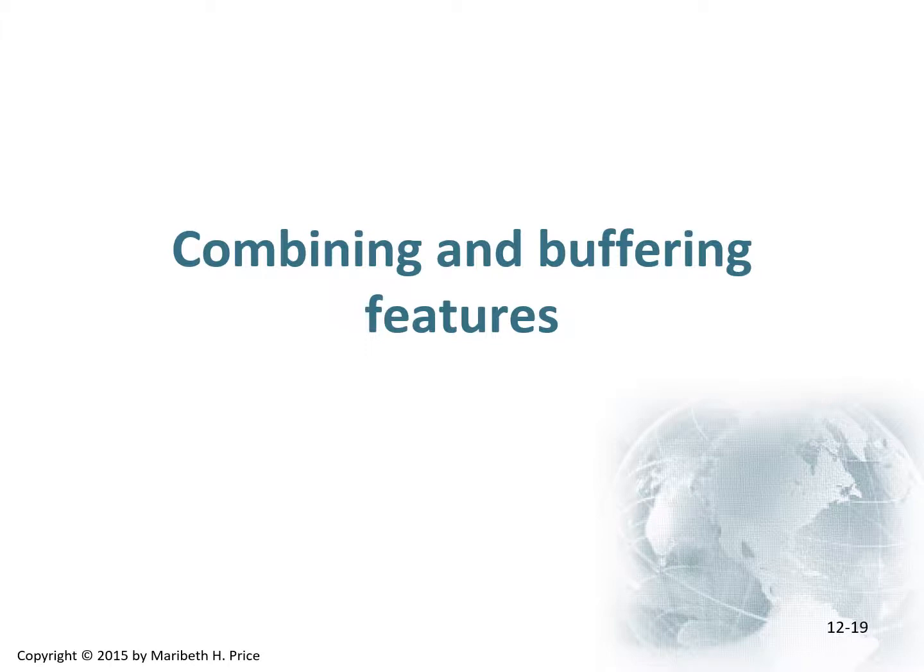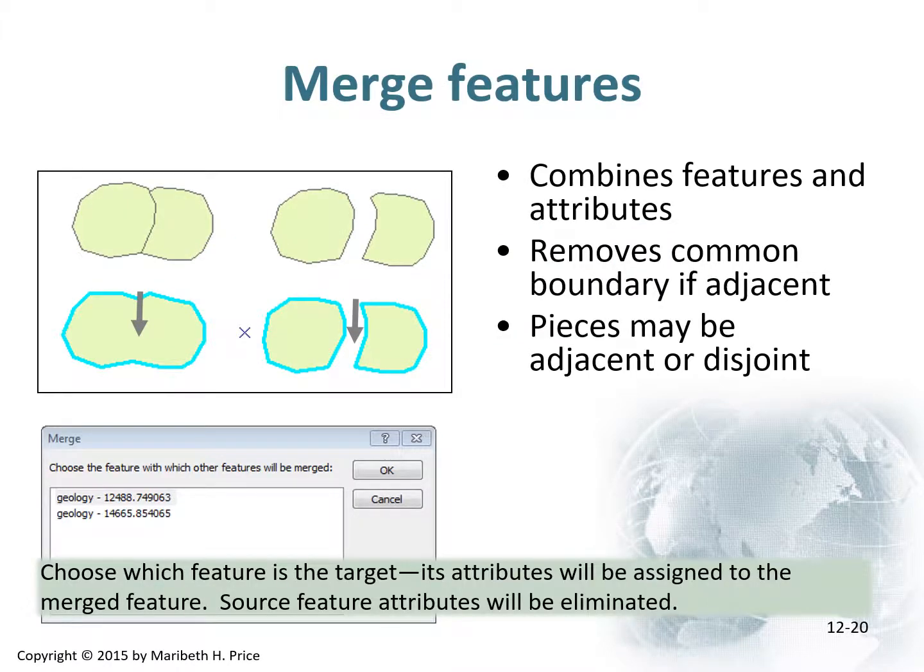Combining and buffering features. Merge is a really helpful tool sometimes. It combines features and attributes. It removes common boundaries if they're adjacent. However, sometimes pieces may end up being adjacent or disjoint. It can create problems.